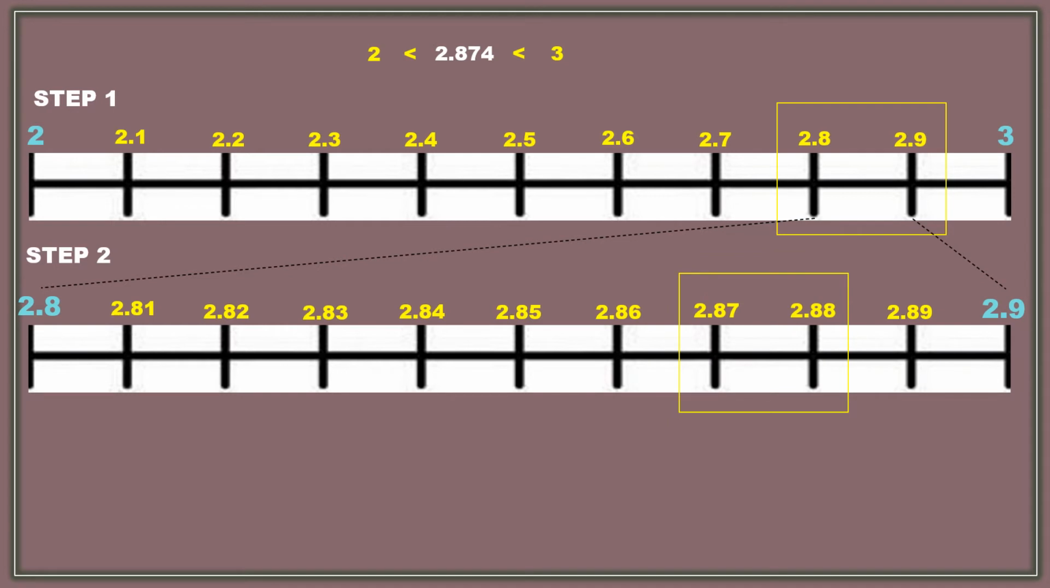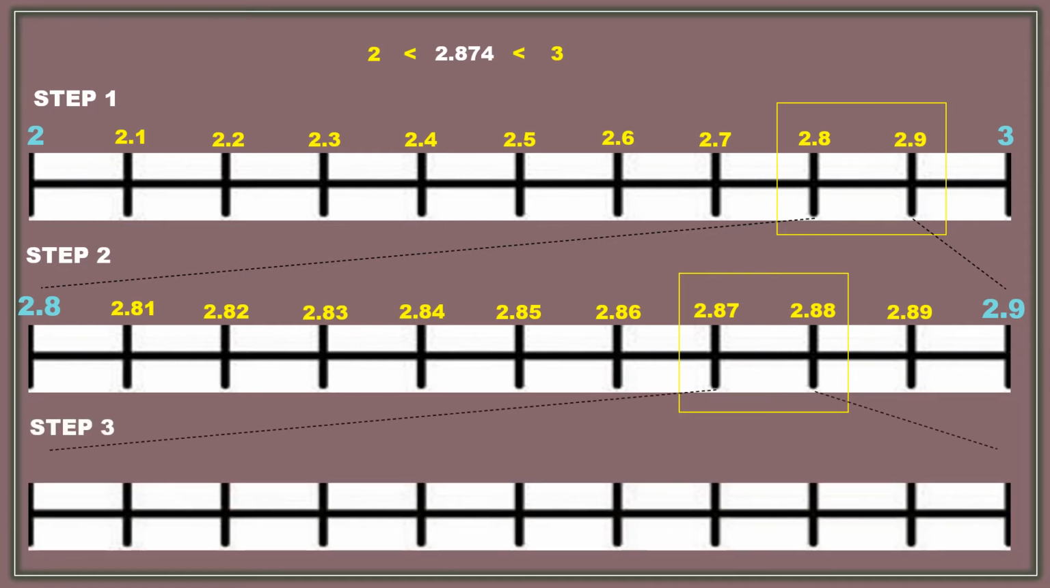Now we came to know that if there is another digit, this number is lying between 2.87 and 2.88. So again take the same step, step 3. It is lying between 2.87 and 2.88. Now write the numbers between these two: 2.871, 2.872, 2.873 in that way, 2.874, 875, 876, 877, 878, 879, 880. So that is 0, which means no need to write that 0.